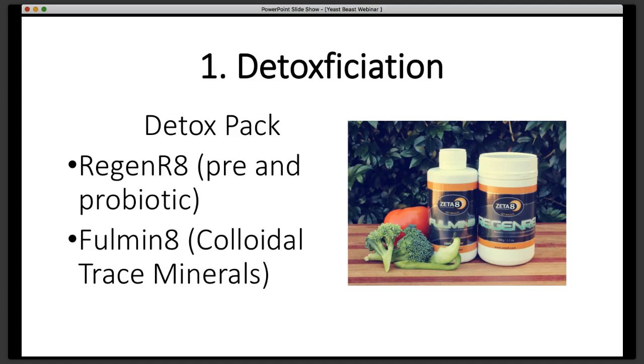And we also recommend fulminate, colloidal trace minerals, which assist your body in detoxing. Although the colloidal trace minerals has many other benefits too. It actually helps your body metabolize sugar, so it helps with high blood sugar. It also, colloidal trace minerals can help brain function. So as with any product, it can have multiple benefits, as with these two.